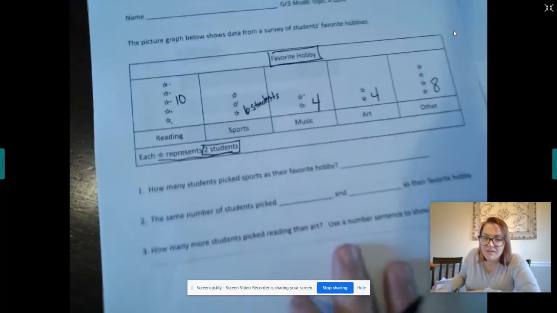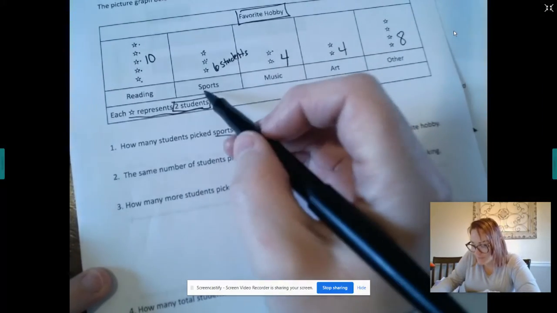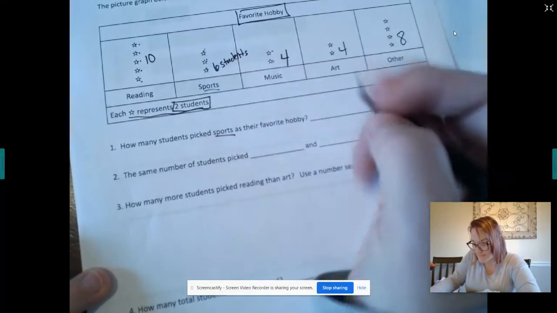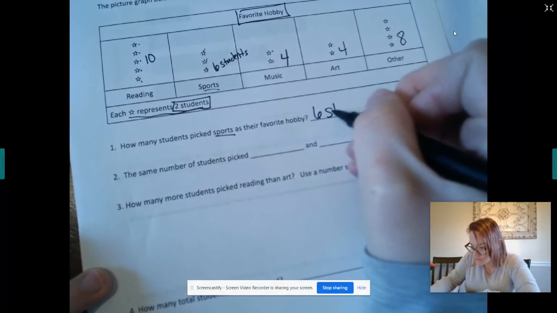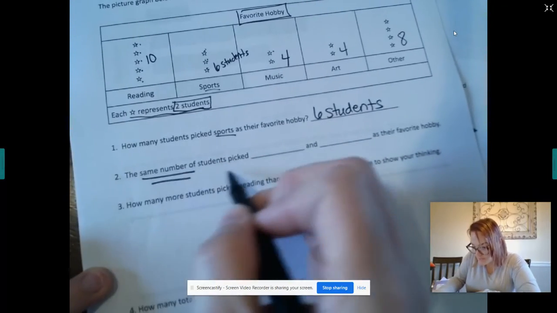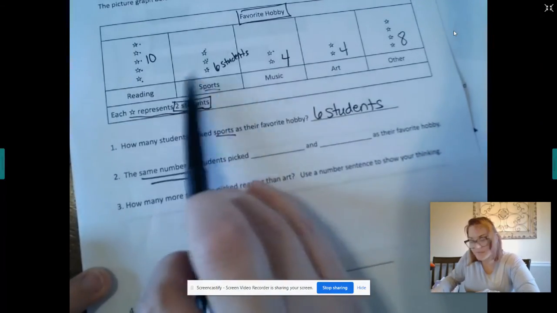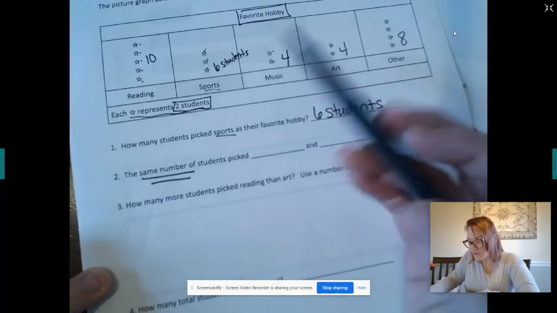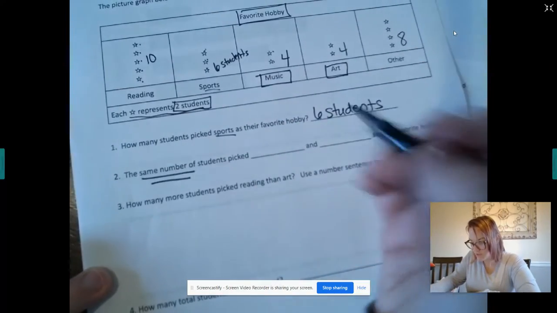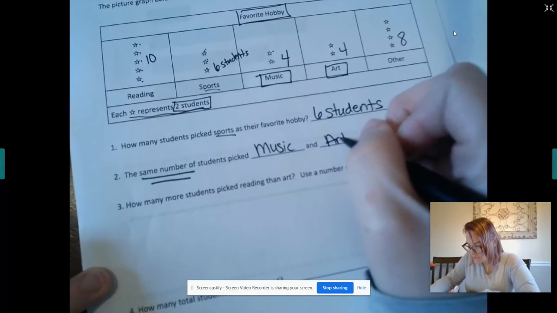Now, first question, how many students pick sports as their favorite hobby? When we look at sports, remember, we've already calculated them. We have 2, 4, 6. 6 students. The same number of students picked blank and blank as their favorite hobby. So now we've already calculated, so we can look and see which are the same. Music and art. So music and art.